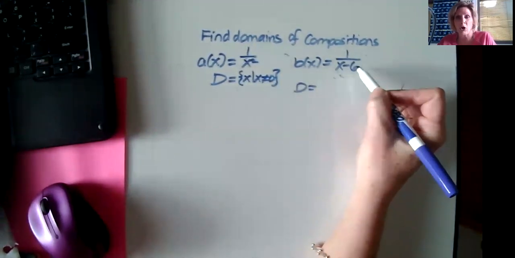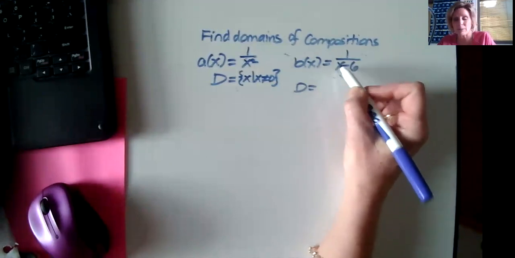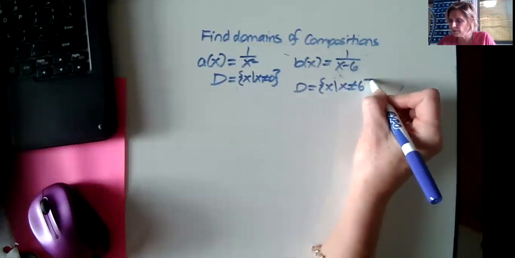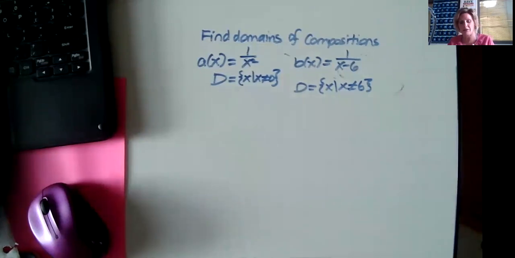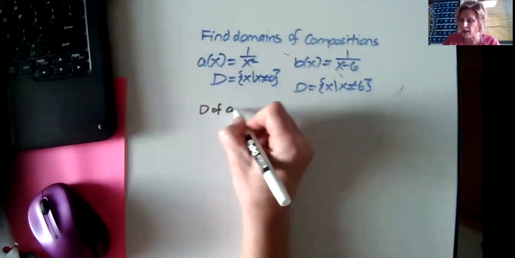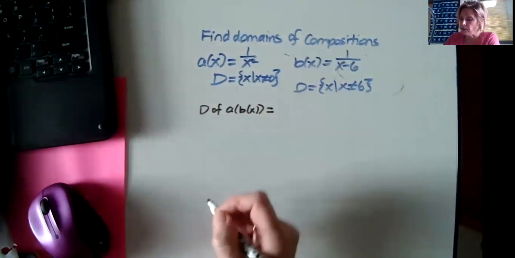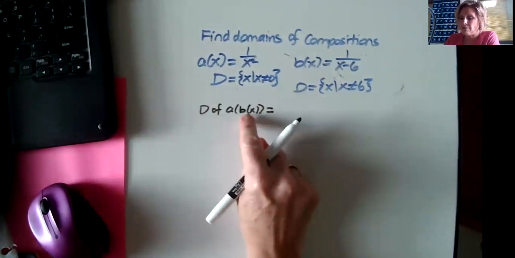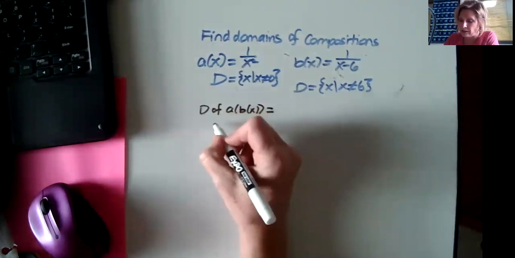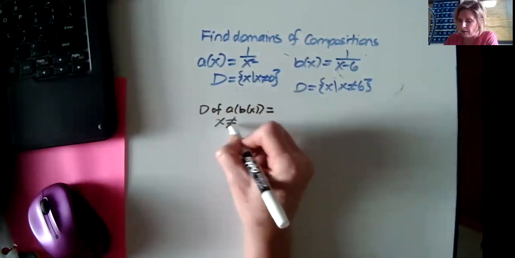Well, b of x is also rational, and so I can't have 0 on the bottom, so I can't have x to be 6. Okay, so let's see how this works out. First I want to look at the domain of A of B of X. I start by evaluating B of X, and I know I'm not allowed to plug in X equals 6. So avoid X equals 6 because you can't get started with B of X that way.